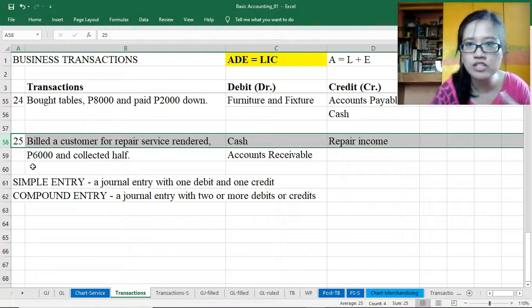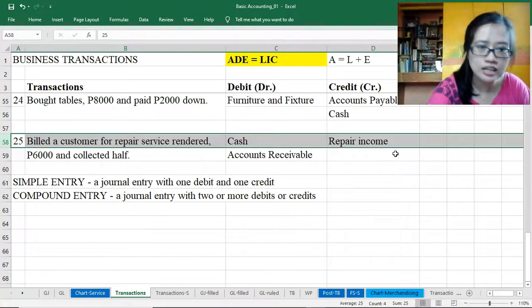Okay? So, our affected accounts in terms of asset. Cash is affected because we collected half, which is 3,000. Then, accounts receivable is also affected because we will still receive 3,000 from the customer. Okay? So, we debit cash and accounts receivable. Then, we credit it to income. We rendered service. So, an increase in income, credit to repair income.